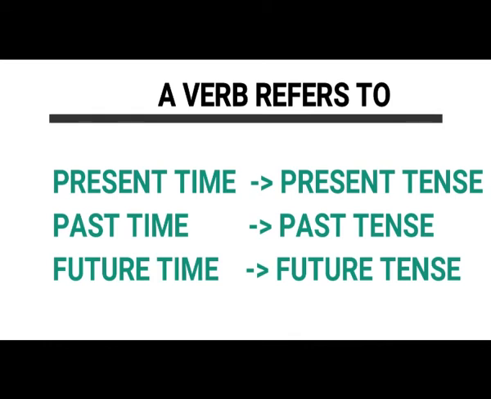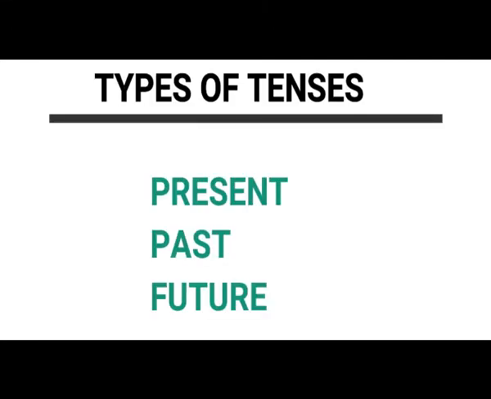We need to learn that a verb that refers to present time is called a present tense. A verb that refers to past time is called a past tense. And in the same way, a verb that refers to future time is called a future tense. Thus, there are three main tenses: present, past, and future.